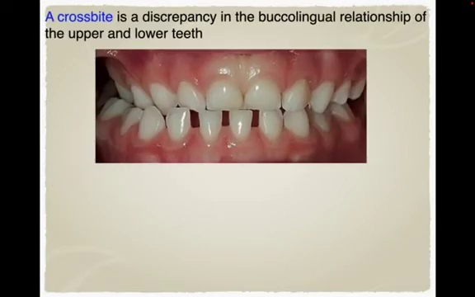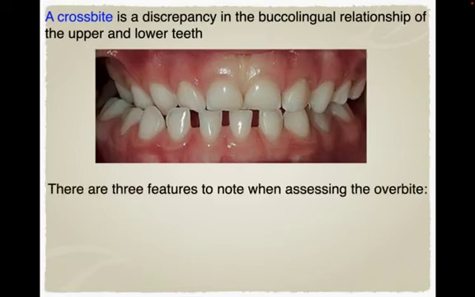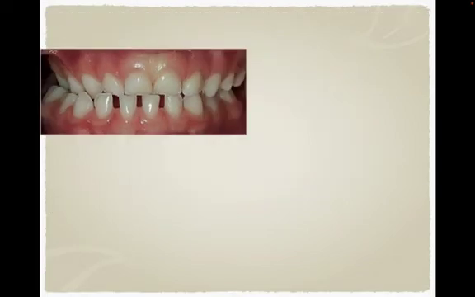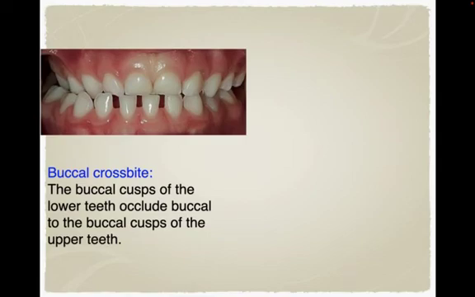Now, the crossbite definition is a discrepancy in the buccolingual relationship of the lower and upper teeth. And there are 3 features that we should consider when we are assessing a crossbite. First, we should mention if it's buccal or lingual. So our reference is usually the lower arch. If the buccal cusp of the lower occludes buccally to the cusp of the upper, that means we have a buccal crossbite.